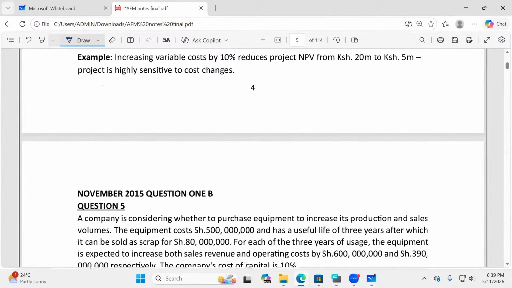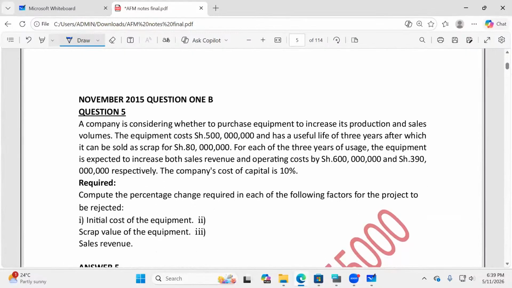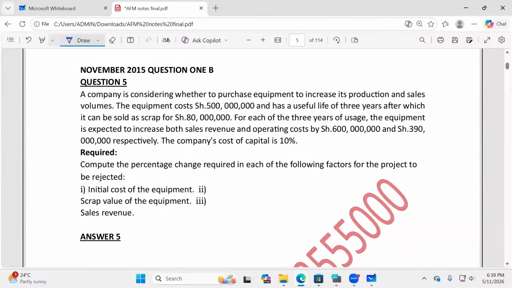So we have, ladies and gentlemen, an example here from your past papers, November 2015, question number 1B. You are expected to download the past papers. They are always nowadays online. That is the first question we are doing here live with you. After this, we shall be able to go out there for Maghrib Muslim prayers. They are very, very important. All right. So November 2015, question number 1B.